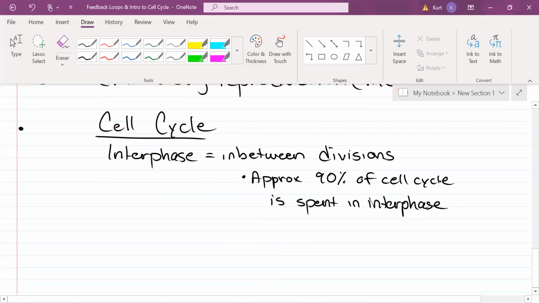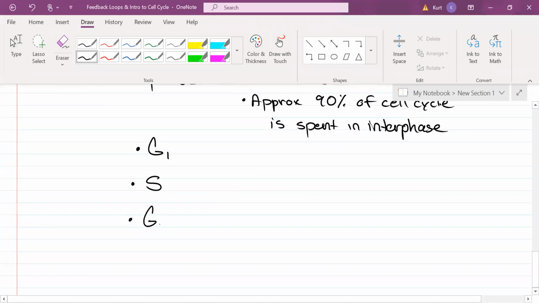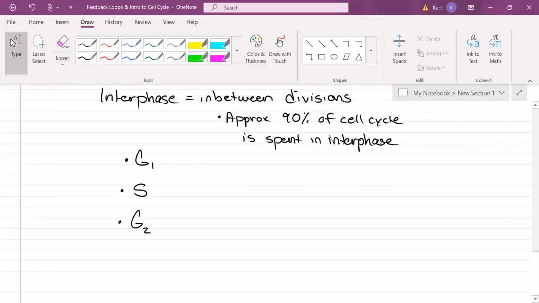Now, I'm not going to go into the different meanings of these phases because I haven't done that with the other classes. I want to make sure I'm on the same playing field with them and you. So I'm just going to give you what the stages are, and then I'll get into what actually happens in these stages tomorrow. So interphase is composed of three parts. You have G1, S, and G2. This is kind of like a little teaser for tomorrow. You're welcome to look ahead if you want.